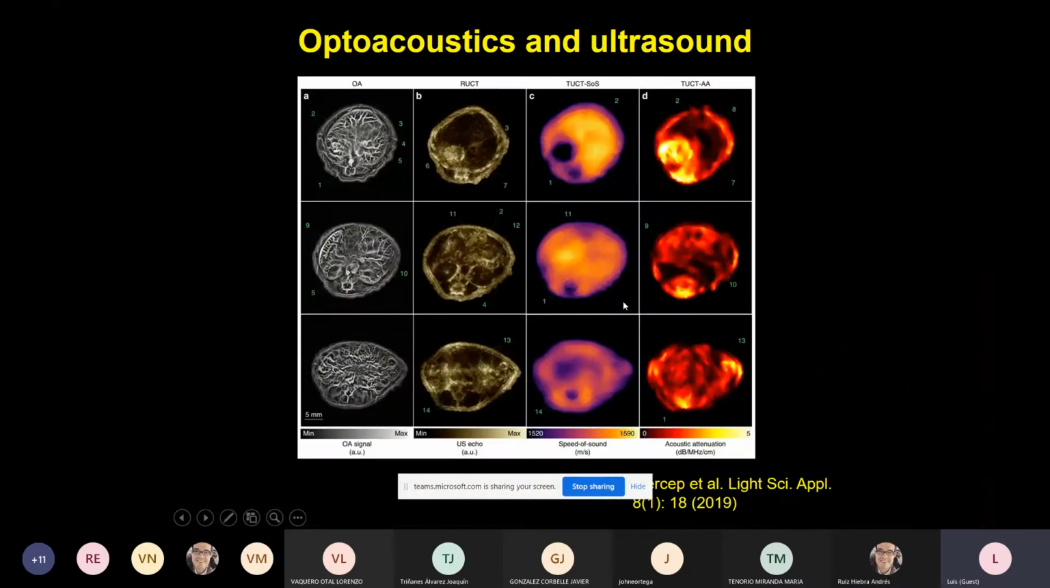Okay, so we can combine optoacoustics and ultrasound and get a lot of information. This is another example of optoacoustic images. Here we have standard ultrasound, which is what we call reflection ultrasound computed tomography. This is with a system that has a full ring around the mouse, a different array enclosed in a circle around the mouse. In this case, we can also measure different ultrasound properties like the speed of sound or the attenuation distribution in the tissue, which is also very useful information.